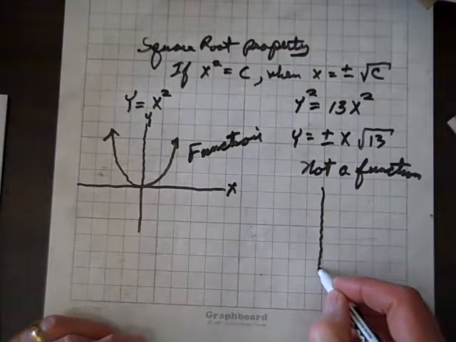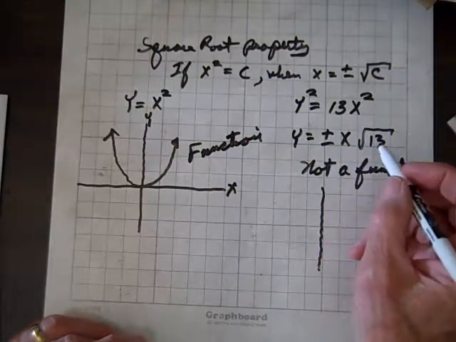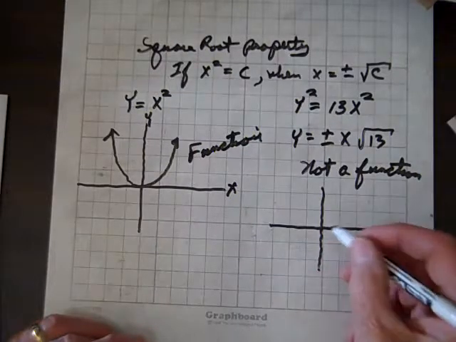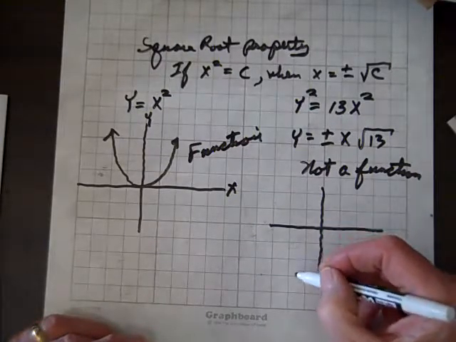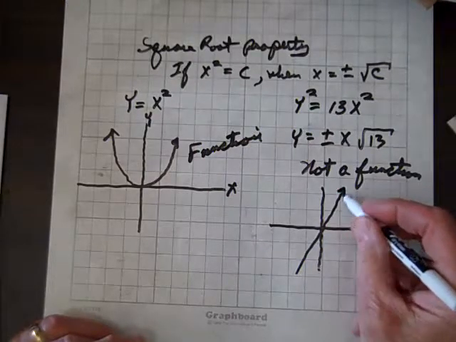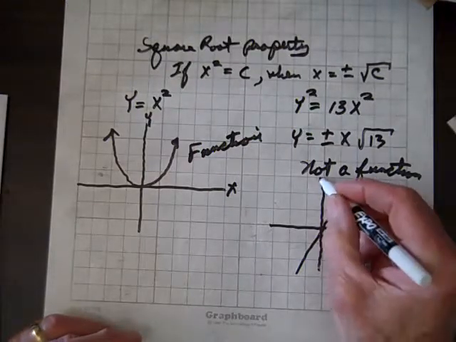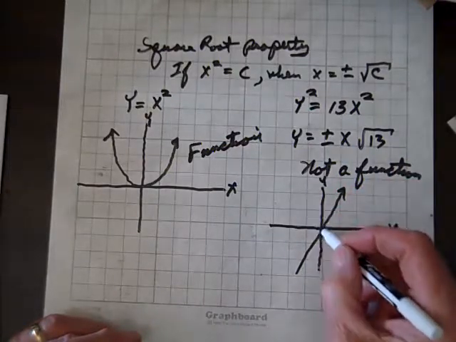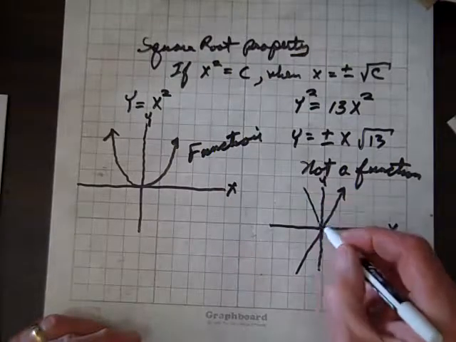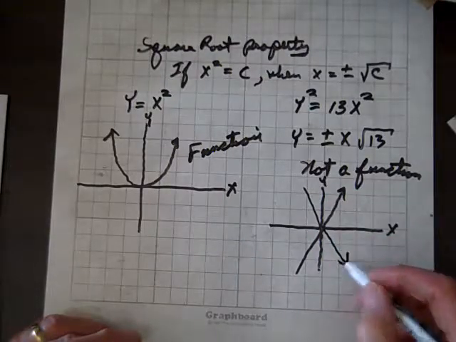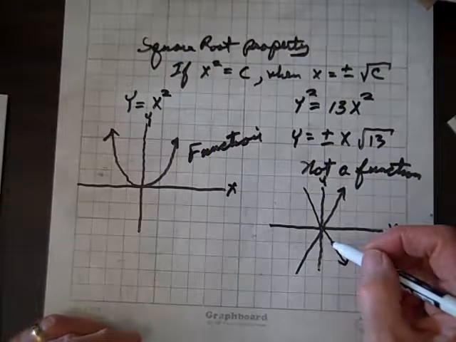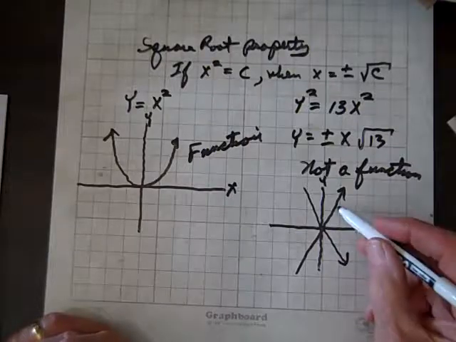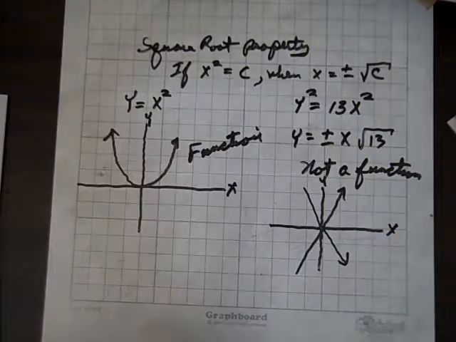Well, if x is positive, we have y equals root 13x, which is something like this. If y is negative, we have negative root 13x, which looks like this. So notice, for every x coordinate, we have two y coordinates. That's why it's not a function. So we're done.